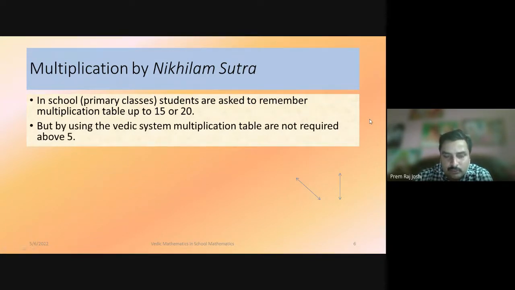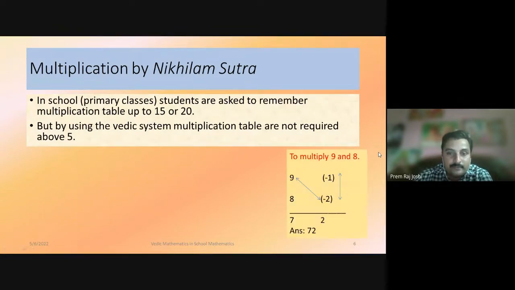By using Vedic mathematics, students just have to remember the multiplication table up to 5, and beyond that they do not need to remember, because they can just use this sutra to multiply two numbers in a very fast and easy way.